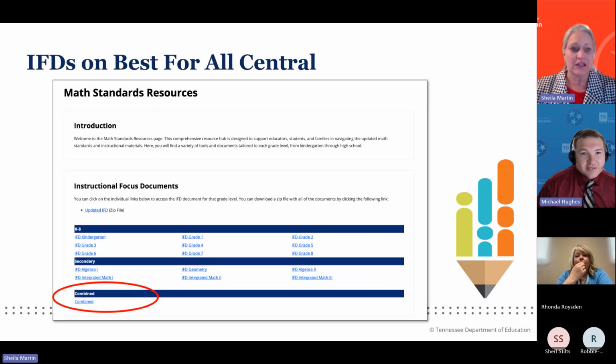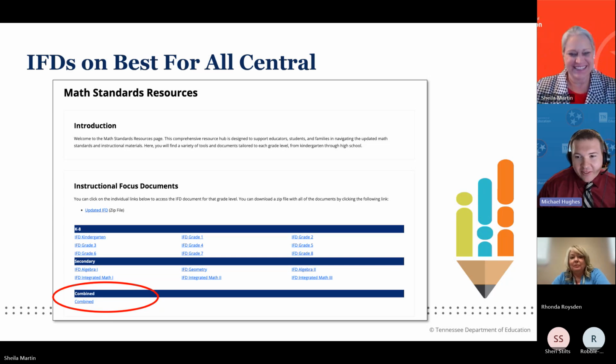Rhonda says that she agrees with your statement. It's the best thing ever done. Love that. Thank you, Rhonda. And Robbie says IFDs have been a great tool in planning and preparation. As an observer, they help me understand the grade level standards being taught.